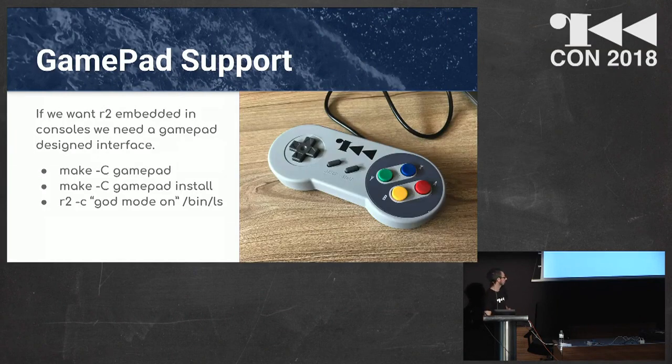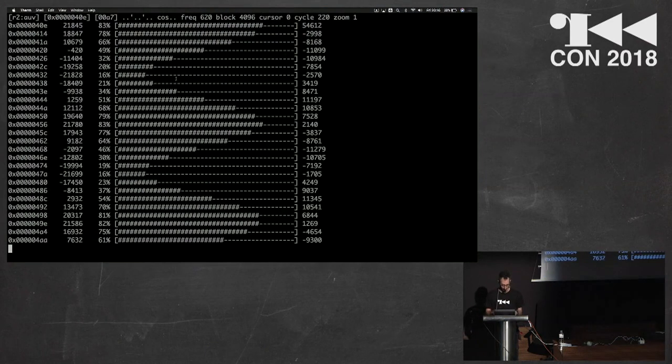So the keyboard is nice, but many people are making music with game consoles, so why not add support for Gamepad? So I added another plugin, which is called Gamepad, and when you run the command got mode on, it will start a visual mode that is reading the input from a Gamepad, and yeah, you can basically inspect or use r2 using a game console.